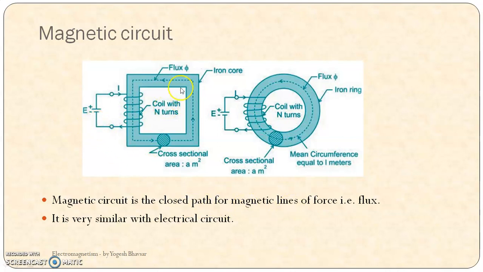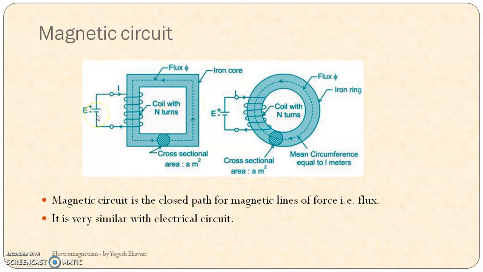Here we can see a simple magnetic circuit where there is an iron core which is square in shape. Over this iron core, on one limb, there is a winding wound. This winding is connected to the EMF source, right? This electrical source will cause the current to flow through these conductors or coils, which have N number of turns. The coil is wound on one side of this iron core, and on the other side it is open, right?